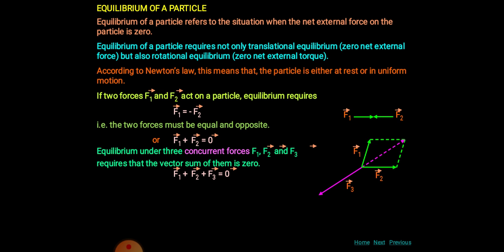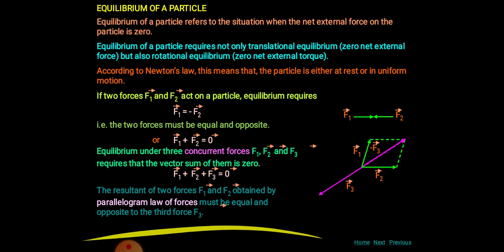The diagonal of the parallelogram, observe it carefully, it is what? Minus F3. So what equation can we write with the help of the parallelogram law of vector addition? F1 plus F2 is equal to minus F3, and that we can write as F1 plus F2 plus F3 is equal to 0. So for two forces we have F1 plus F2 is equal to 0, and for three forces F1 plus F2 plus F3 is equal to 0.